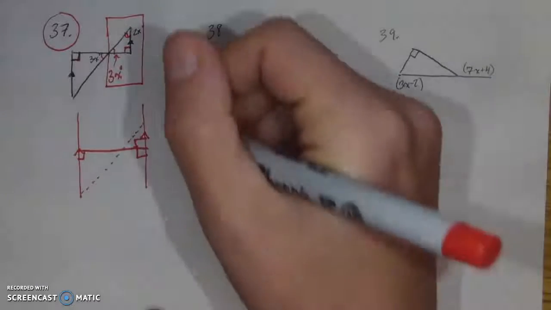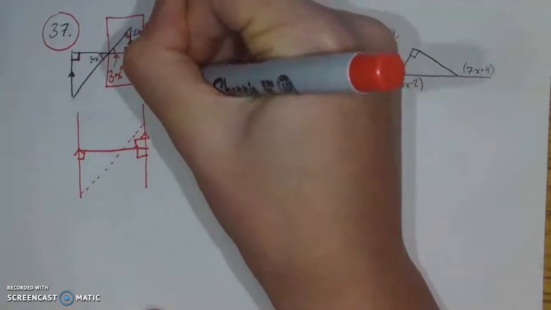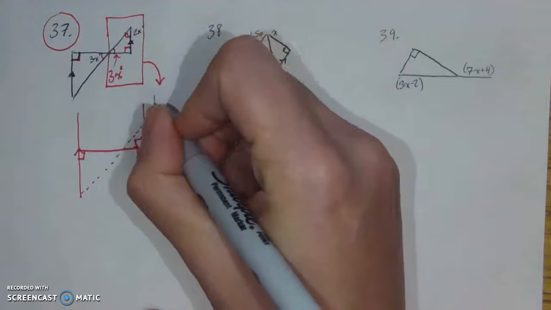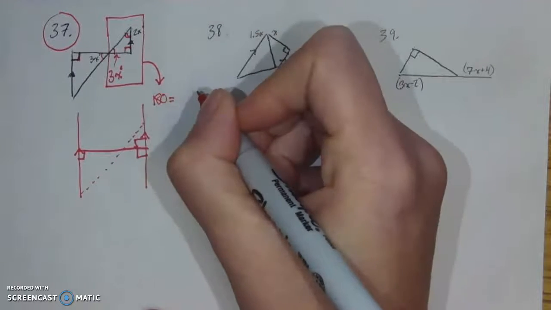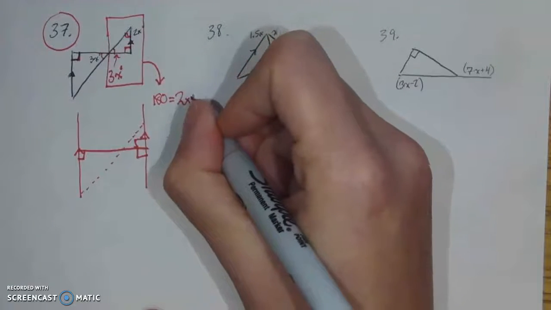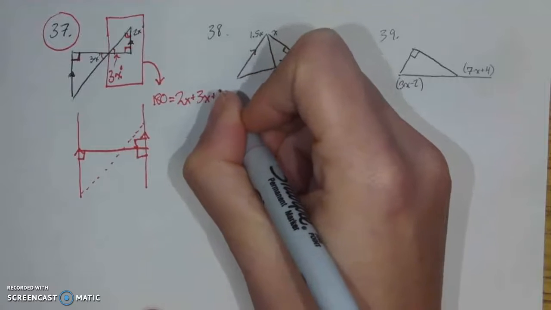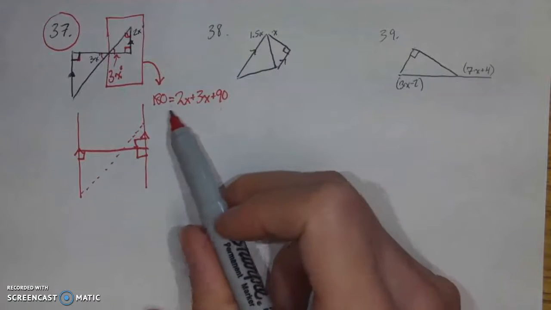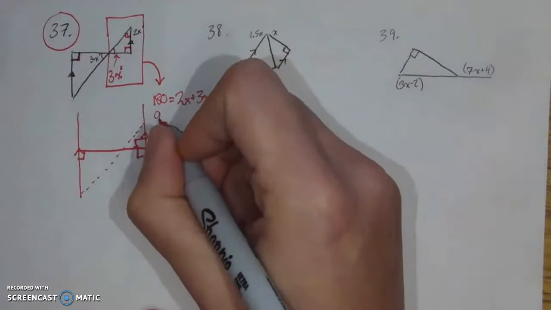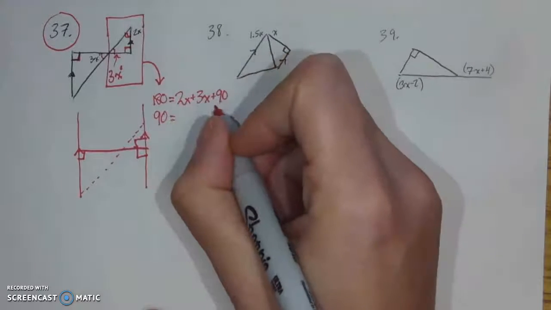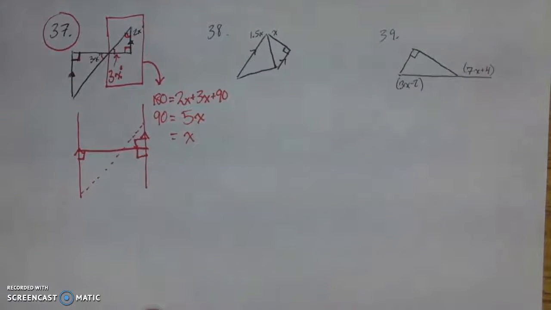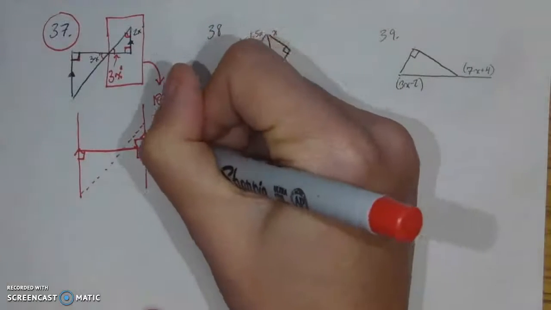of measure. So I can solve for x using the following formula. The sum of its angle measures is 180 degrees. So 2x plus 3x plus that 90 degrees in the corner has to equal 180. I can subtract the 90 from both sides, leaving me with 90 is equal to, well, 2x plus 3x is 5x. And that brings me all the way down to my final answer for x, which is 18.